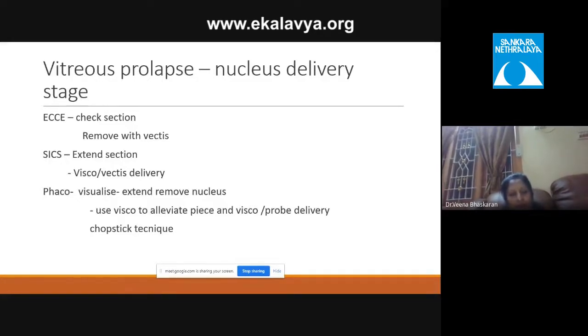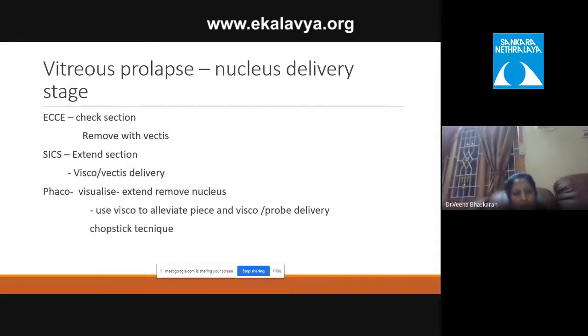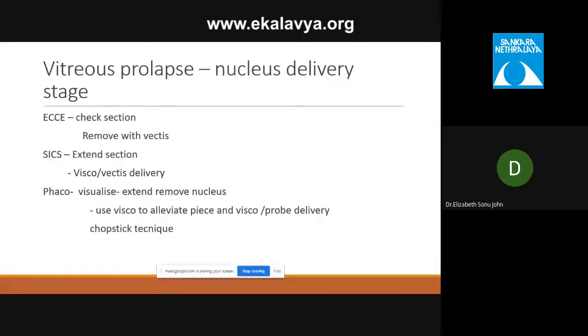Nicely keep the nucleus buffered with the high density viscoelastic or OVD under the nucleus and keep it away from the rent margin. And you can eat it away with the phaco probe with less vacuum and less aspiration. Otherwise you can even deliver with visco cover. If you have already extended the section, you can deliver it under a visco. There is the sheet glide method which has been described, and there is the IOL piggyback technique which has been described. If you are expert in that, definitely you can try that also. Thank you, ma'am.